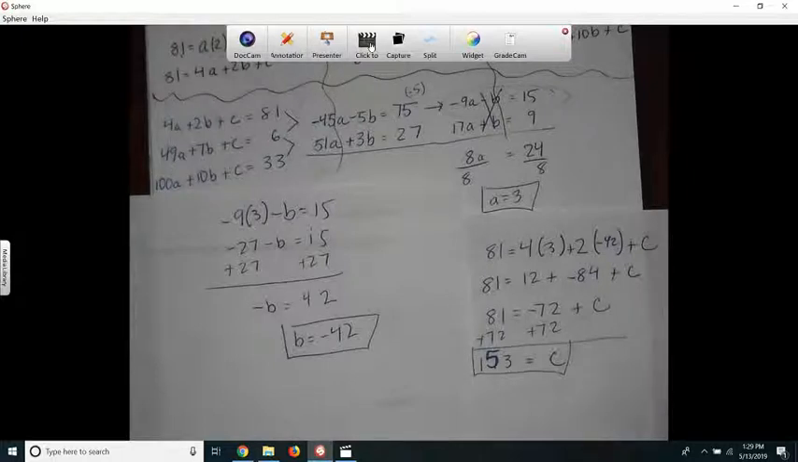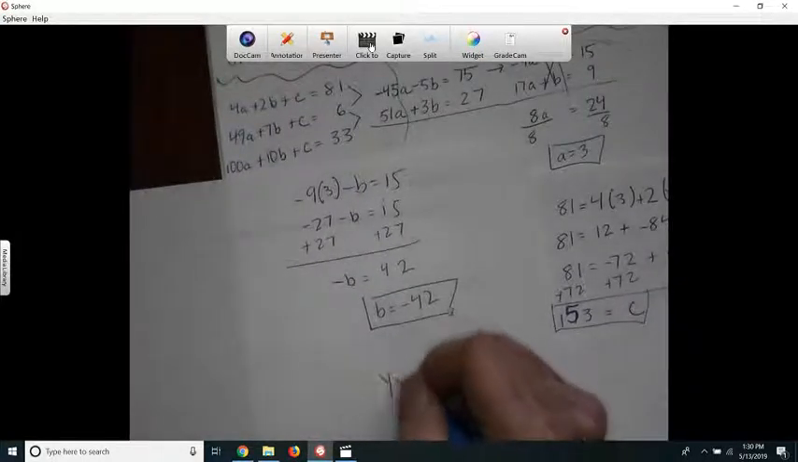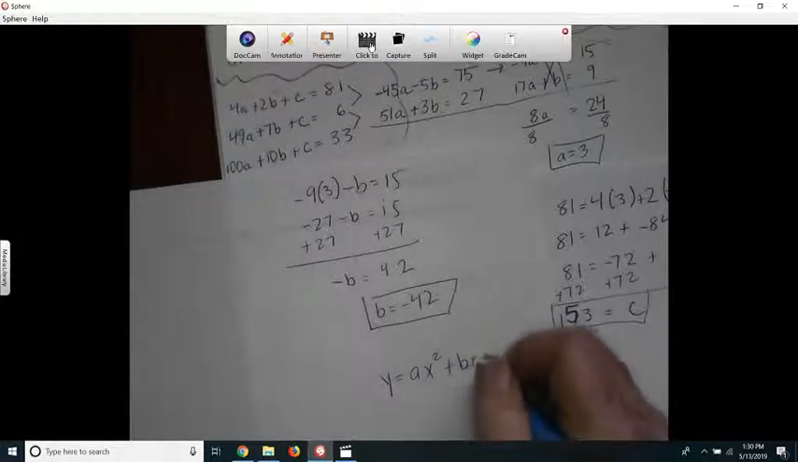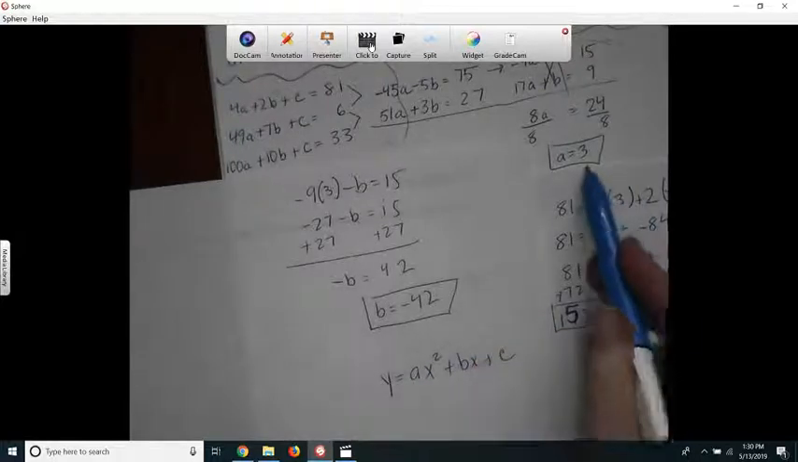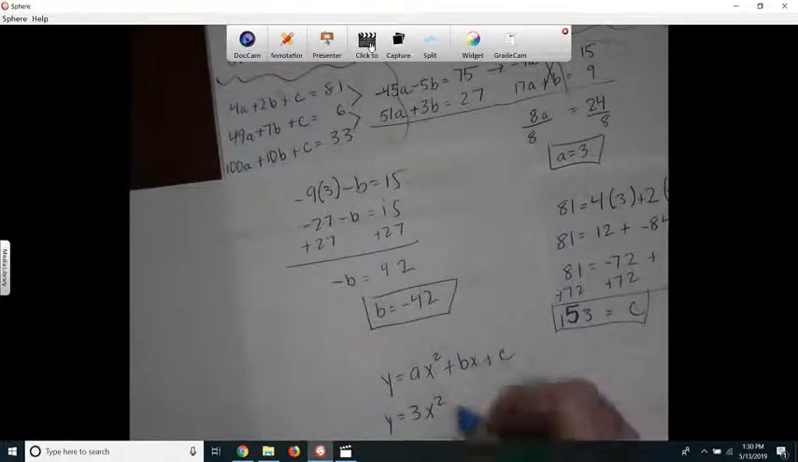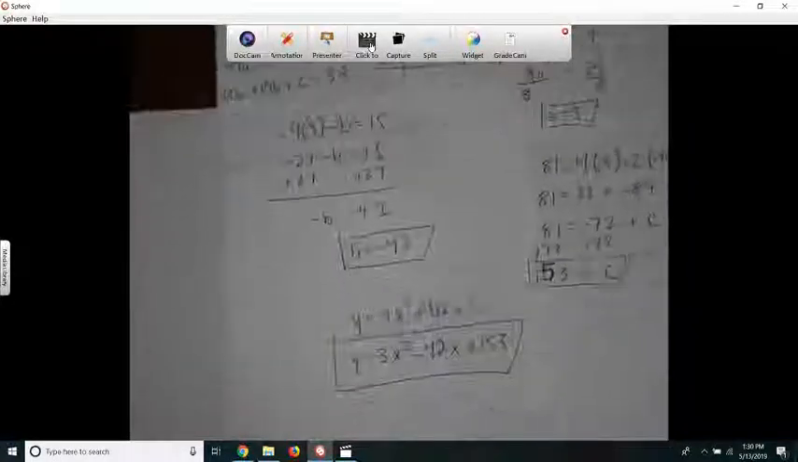I checked with the answer key, and that's right. Now I have A, B, and C, and this whole thing started when they asked me for a parabola that had these 3 ordered pairs on it. So I'm going back to my y equals ax squared plus bx plus c, and I'm going to plug in 3 for A, negative 42 for B, and 153 for C. And that's the answer to number 8.